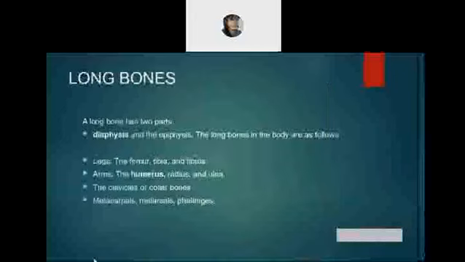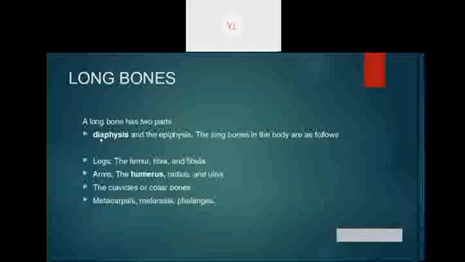Okay, so now let us see long bones. Actually, in your portal, I have given you the notes. From there, it's better to refer. This one is just for your outer knowledge. I'm giving it to you, so you can note it down also. No problem in this.